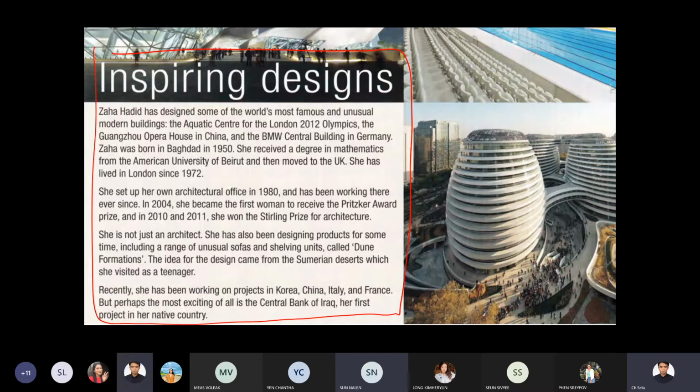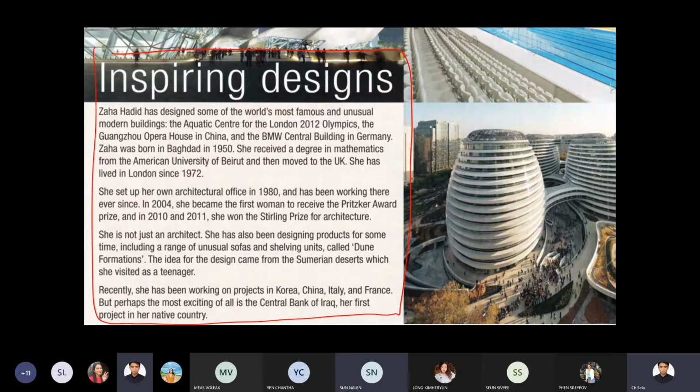Inspiring design. Zaha Hadid has designed some of the world's most famous and unusual modern buildings. The Aquatic Centre from the London 2012 Olympics, the Guangzhou Opera House in China, and the BMW Central Building in Germany. Zaha was born in Baghdad in 1950. She received a degree in mathematics from the American University of Beirut and then moved to the UK. She has lived in London since 1972. She set up her own architectural office in 1980 and has been working there ever since.